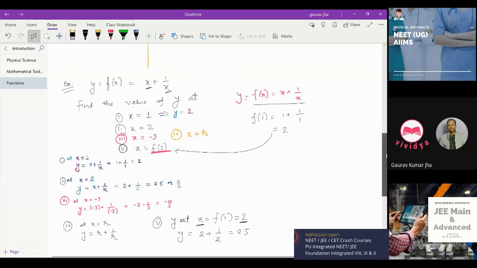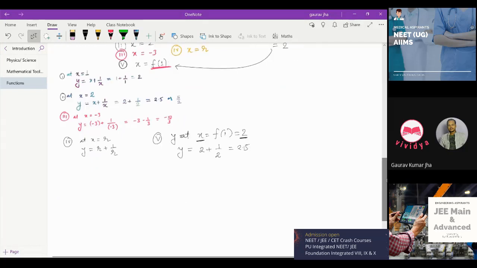What is this called? This can also be denoted like this. Think about it. For the fifth question, I could have given you a question like this: what is f of 1? Just for fun, I don't require this in physics. F of 1. What would that mean?